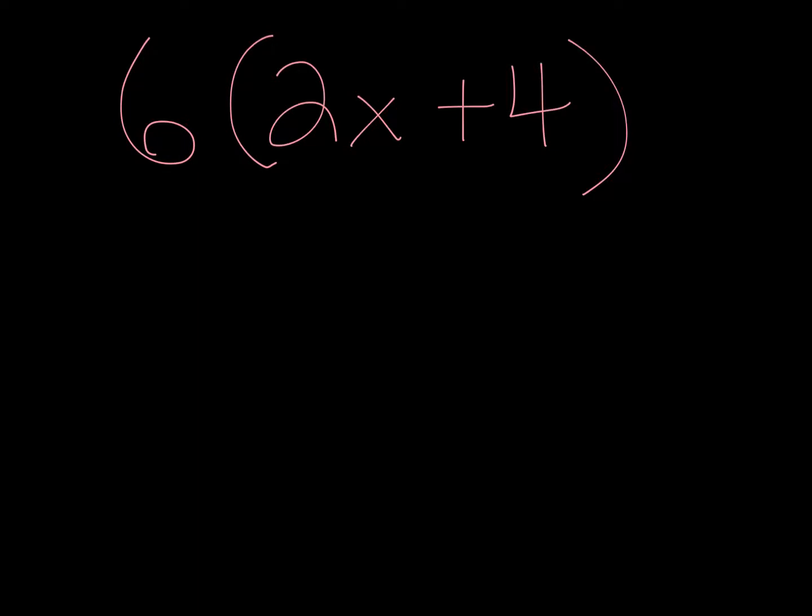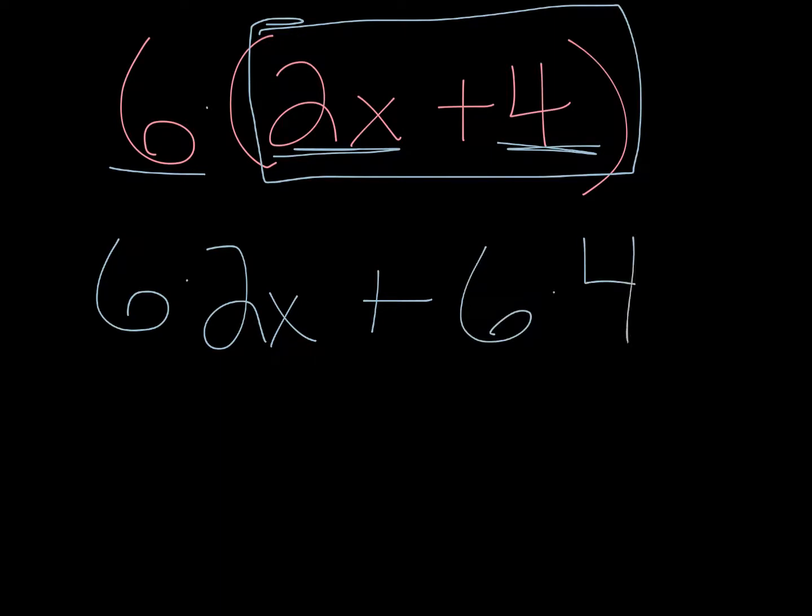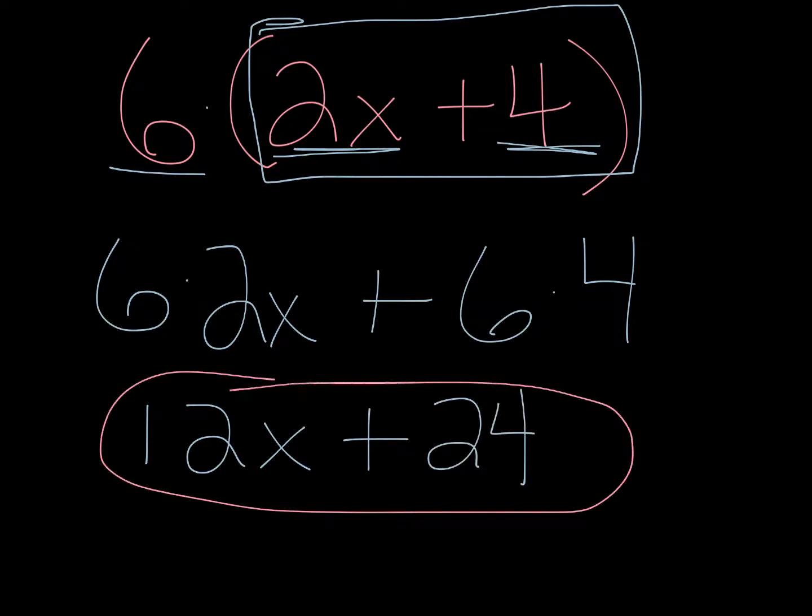Alright, so let's take a look at another example. We have 6 on the outside of the parentheses, and that's multiplied by everything on the inside of these parentheses. And we have two terms. We have 2x and we have a 4. So that would be 6 times 2x and 6 times 4. So 6 times 2x would give us 12x, plus 6 times 4 would give us 24. So our simplified answer would be 12x plus 24.